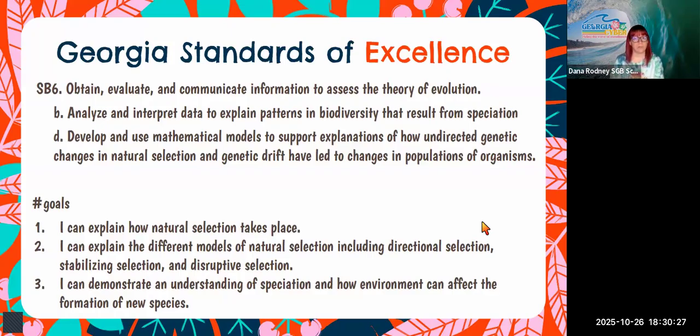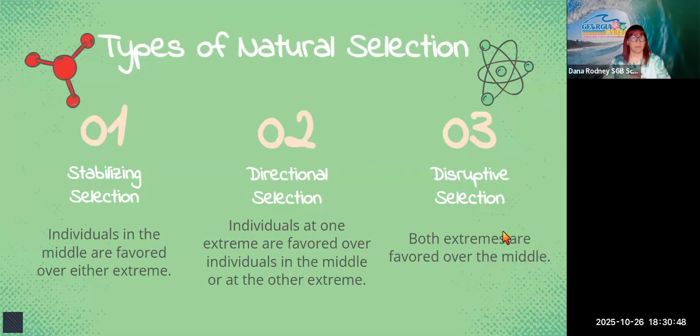So we should be able to explain how natural selection takes place. You should be able to explain the different models of natural selection, including directional selection, stabilizing selection, and disruptive selection. And you should be able to demonstrate an understanding of speciation and how environment can affect the formation of a new species. So the first thing we need to do is talk about natural selection.